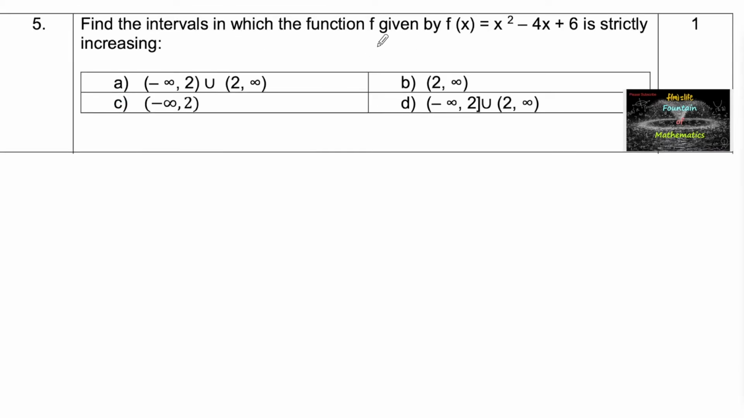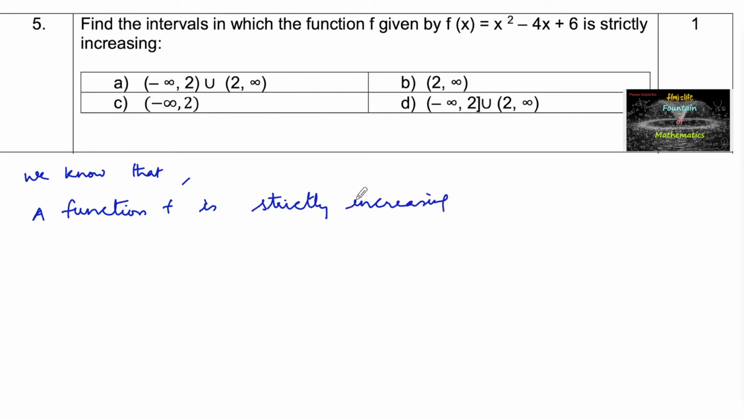Find the intervals in which the function f given by f of x is equal to x square minus 4x plus 6 is strictly increasing. We know that a function f is strictly increasing for the values of x for which f dash of x is strictly greater than 0.